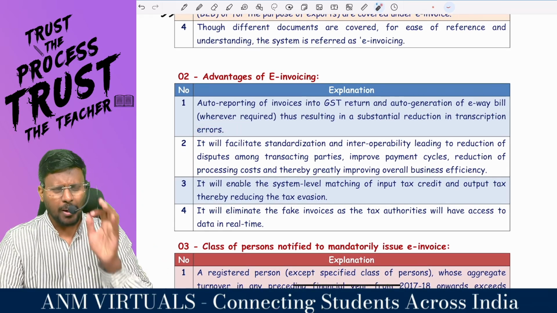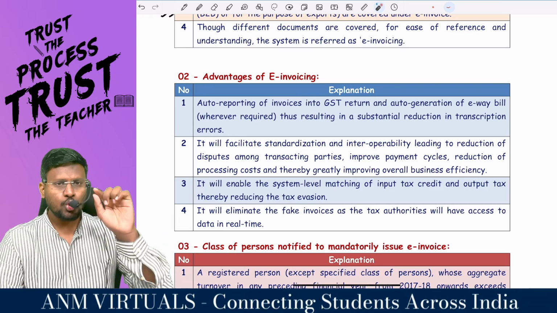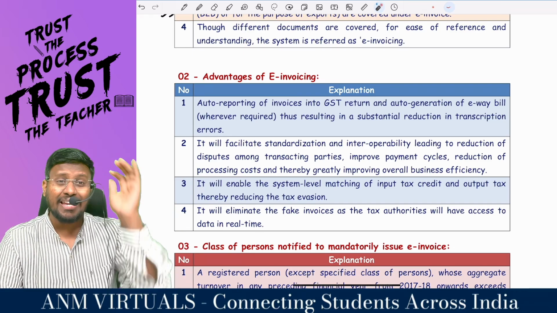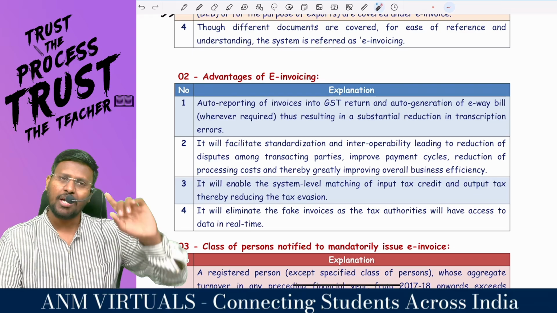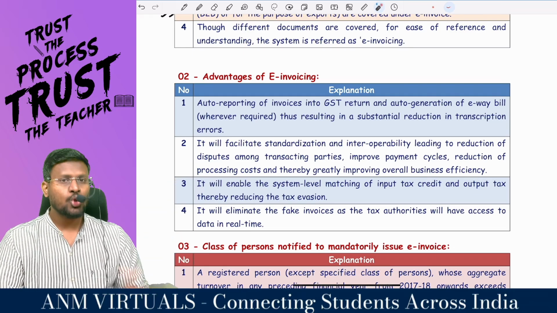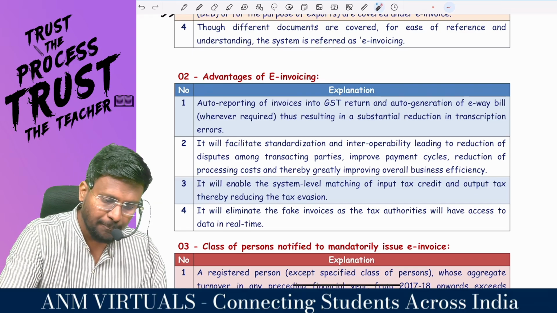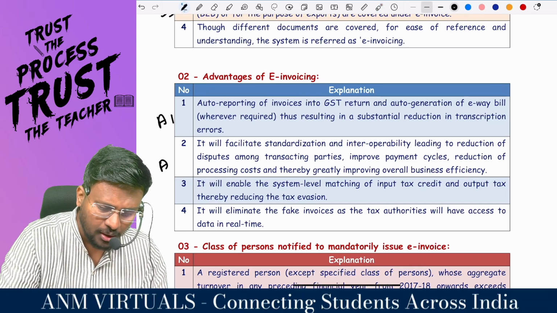Otherwise, when you are manually uploading invoices, you are committing a lot of mistakes, my dear lovable students. So the invoice is validated by the common portal, and that automatically communicates to the returns department like GSTR1, and to the e-way bill also. So you can reduce the mistakes. This is advantage number 1.